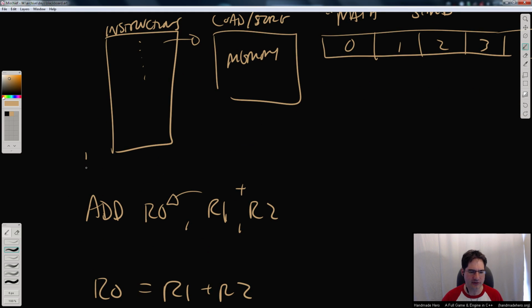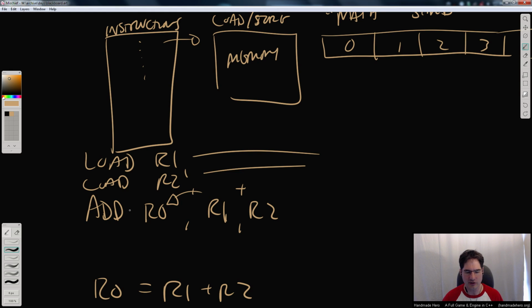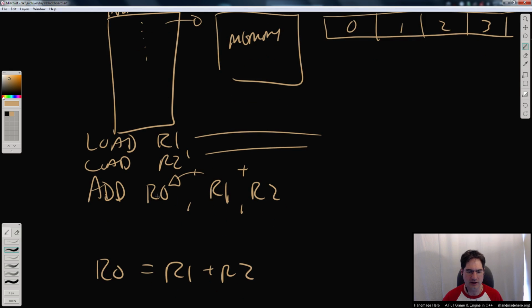So to give a complete instruction stream just for people who don't remember that stuff very well, maybe we'd say we want to load something into R1, so we load some memory into R1. We load something into R2. We execute the add, which adds R1 and R2 together, right? And then we might store that R0 out somewhere. So we load in 2 values into the registers of this processor, we add them together, and then we write them out, okay?